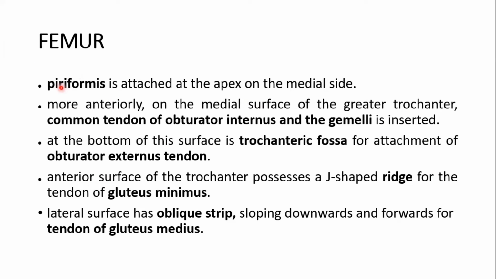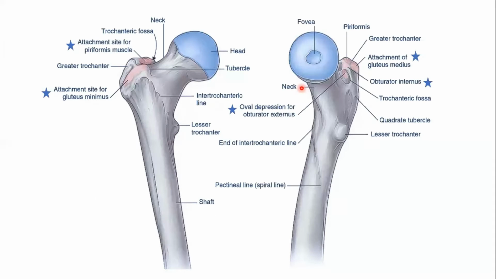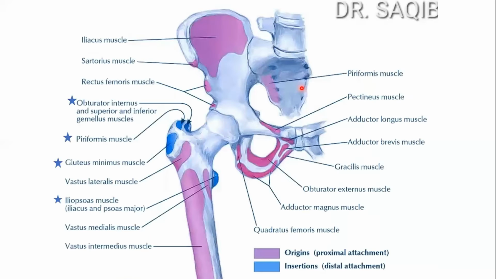Now the attachments. Piriformis muscle is attached at the apex at the medial site, right? Piriformis. You could see this is the piriformis muscle. Follow the laser. This is the piriformis muscle. It's big enough, no need to enlarge that. This is the asterisk with it. This is the piriformis attached to the apex of the greater trochanter.